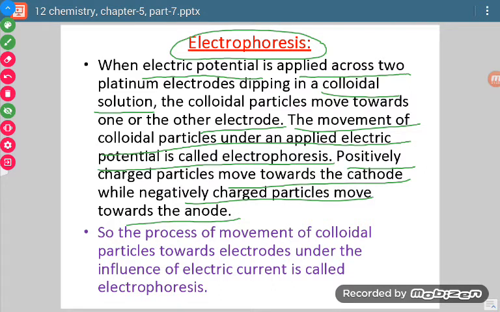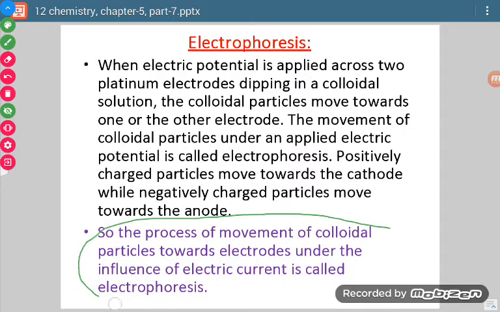Now see what is electrophoresis. It is the process of movement of colloidal particles towards electrodes under the influence of electric current. As we know, colloidal particles have some charge. Now when we put electrodes in a solution of colloidal sol, one electrode will be positively charged and the other will be negatively charged. So whatever is the charge on the colloidal sol particles, those particles will start moving towards the oppositely charged plate, and this movement is termed as electrophoresis.